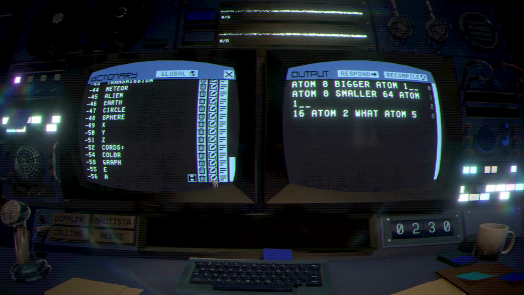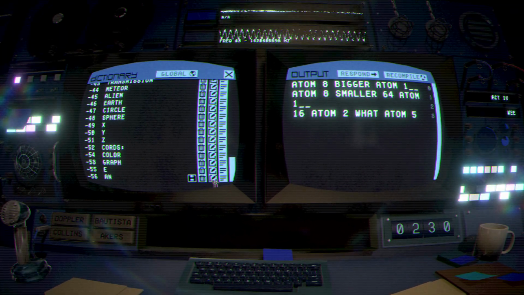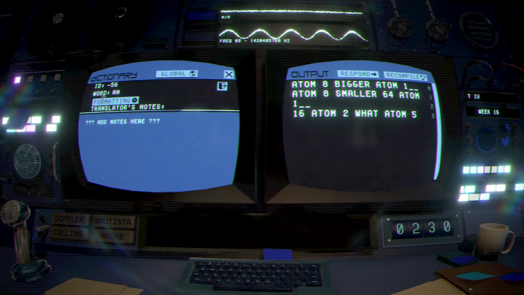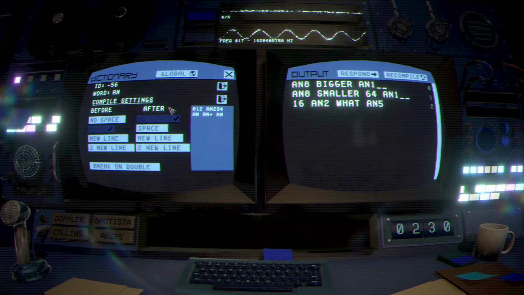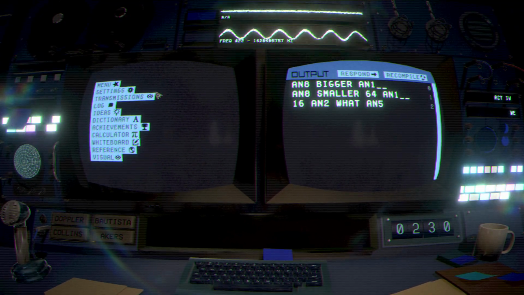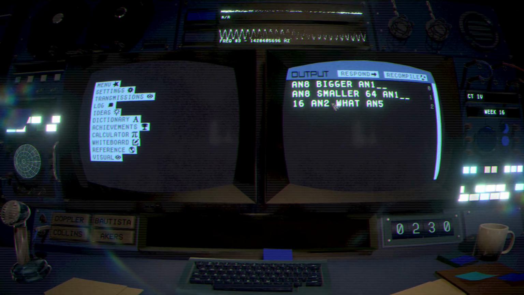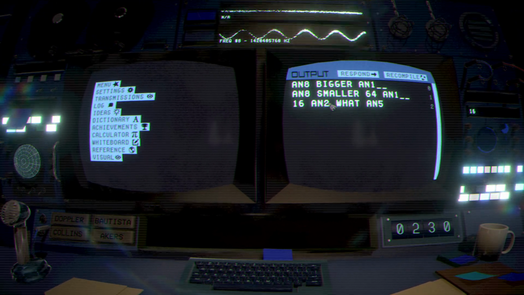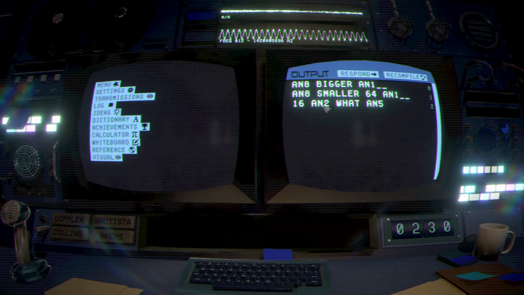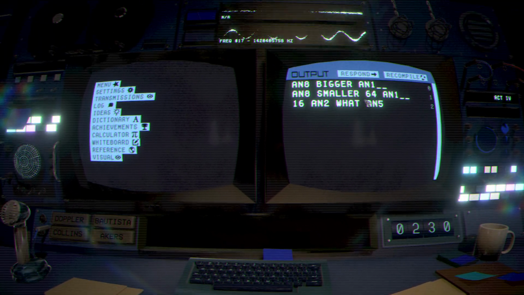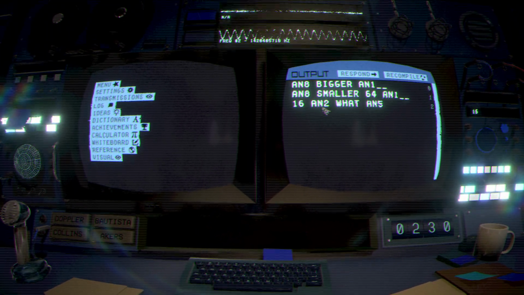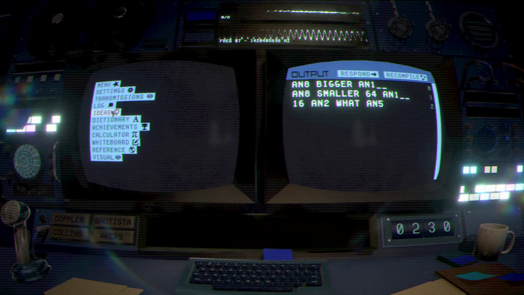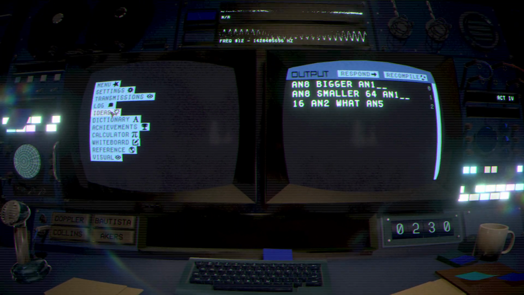Let's rename this to AN, like atomic number. Then let's fix the formatting. Let's see what happens here. Atomic number 8 is bigger than atomic number 1. Atomic number 8 is smaller. It's 64 atomic number 1. 16 atomic number 2s. Okay.